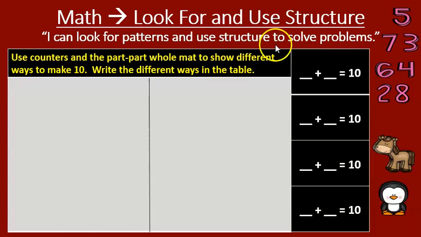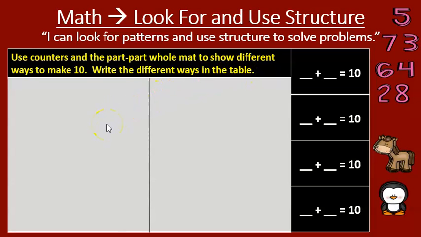Now, let's come here to this rectangle that has our yellow words, okay? Let me read it to you. I just want you to listen, okay? It says, use counters and the part whole mat to show different ways to make 10. Write the different ways in the table.